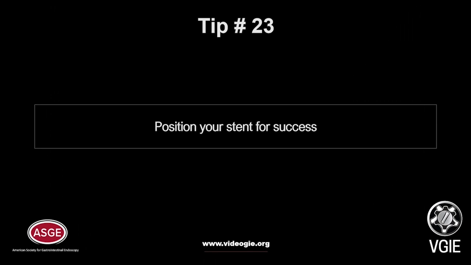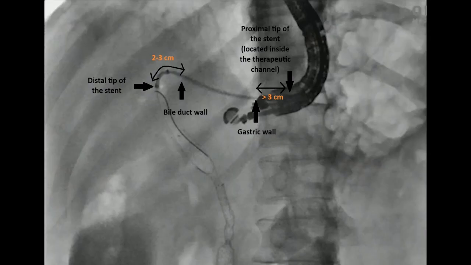The distal tip of the stent should ideally be located 2 to 3 centimeters within the selected intrahepatic duct, and the proximal tip should ideally be greater than 3 centimeters within the gastric lumen if deploying under endoscopic guidance, or greater than 3 centimeters within the therapeutic channel of the echoendoscope if deploying under sonographic guidance. Only after this optimal position is achieved should the unsheathing process be started.